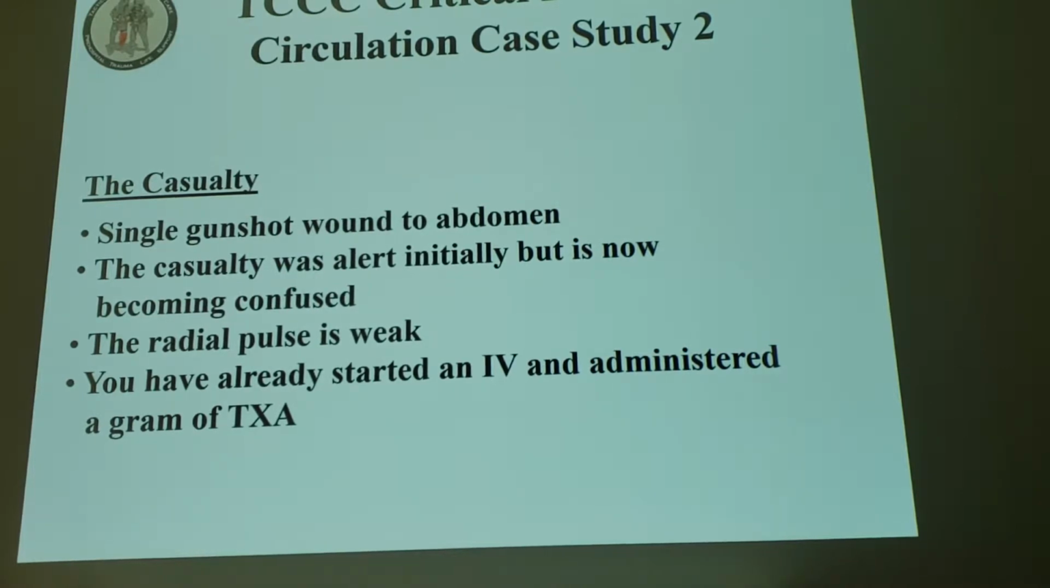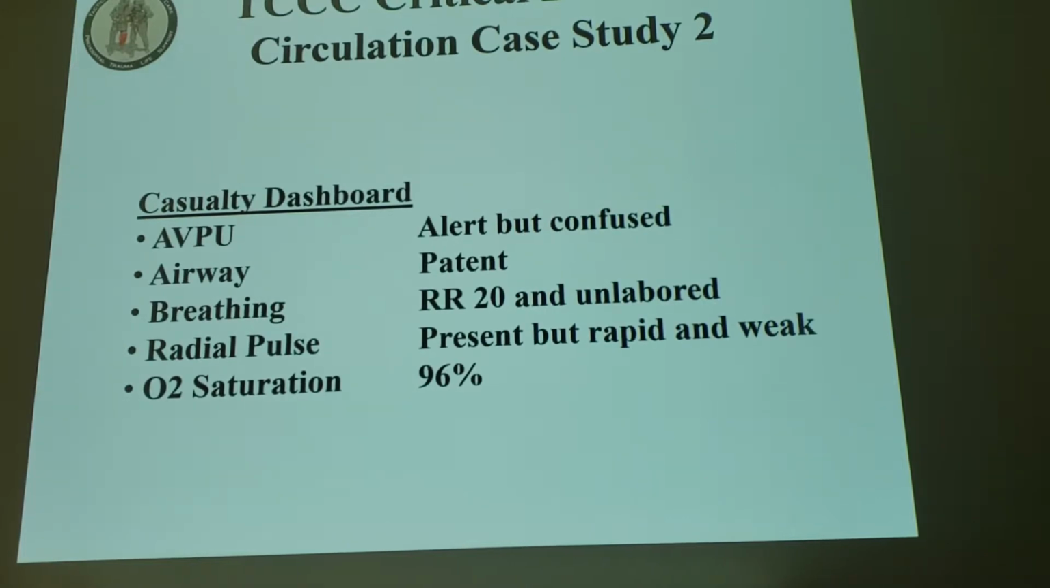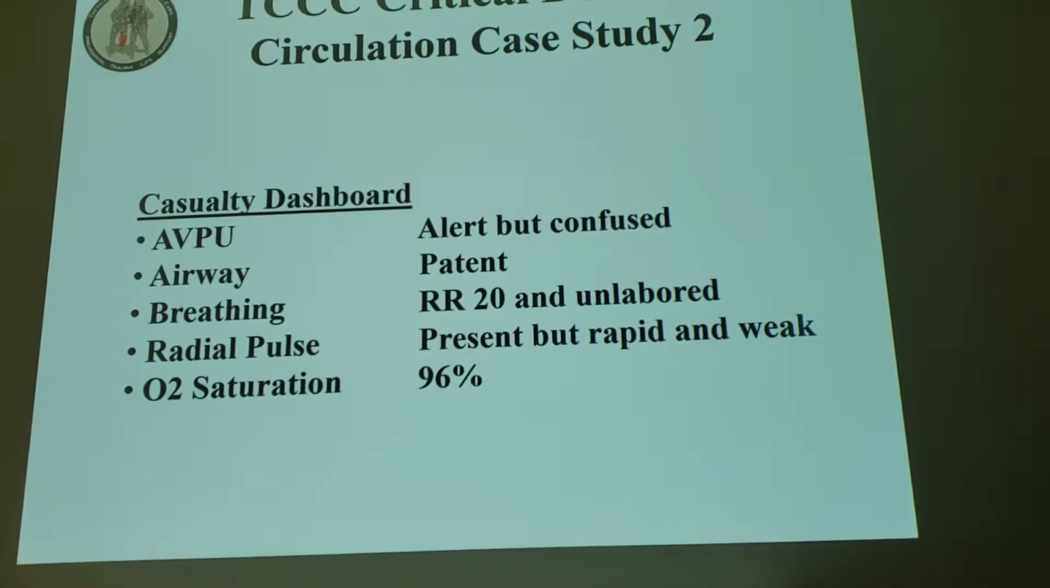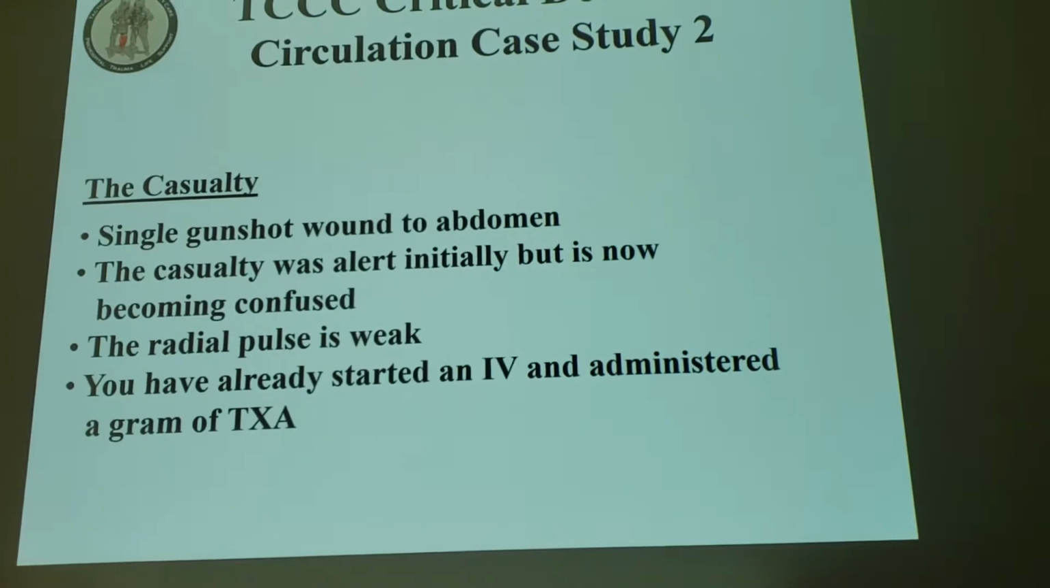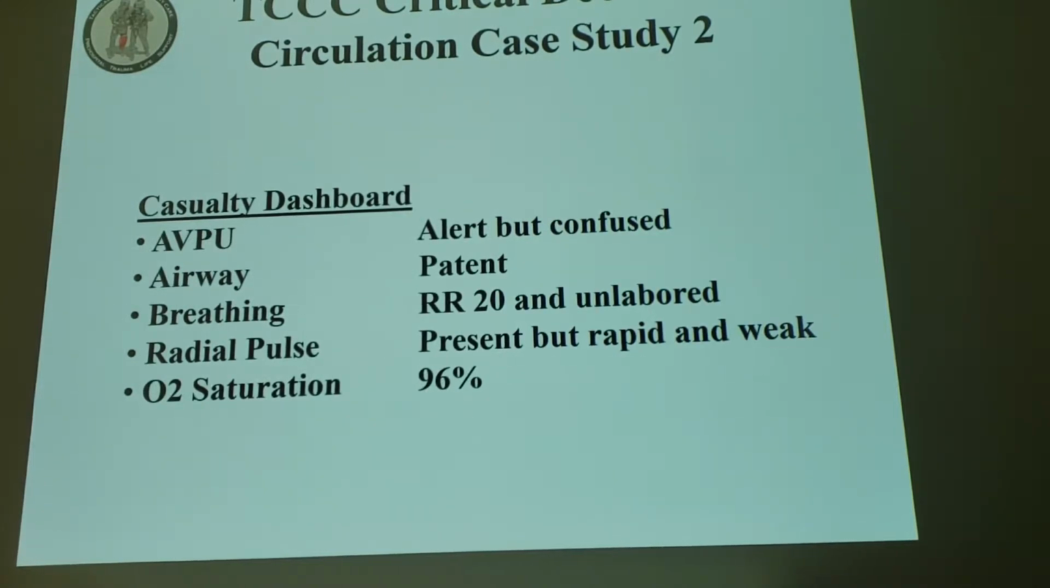Okay, cool. Let's see what we got. APU: alert but confused. Airway, patent, it's working. Breathing, respiratory rate 20 and unlabored. Radial pulse, present but rapid and weak. O2 saturation is 96%. Okay, gunshot wound to the abdomen. Pulse is weak. Already had TXA on board.